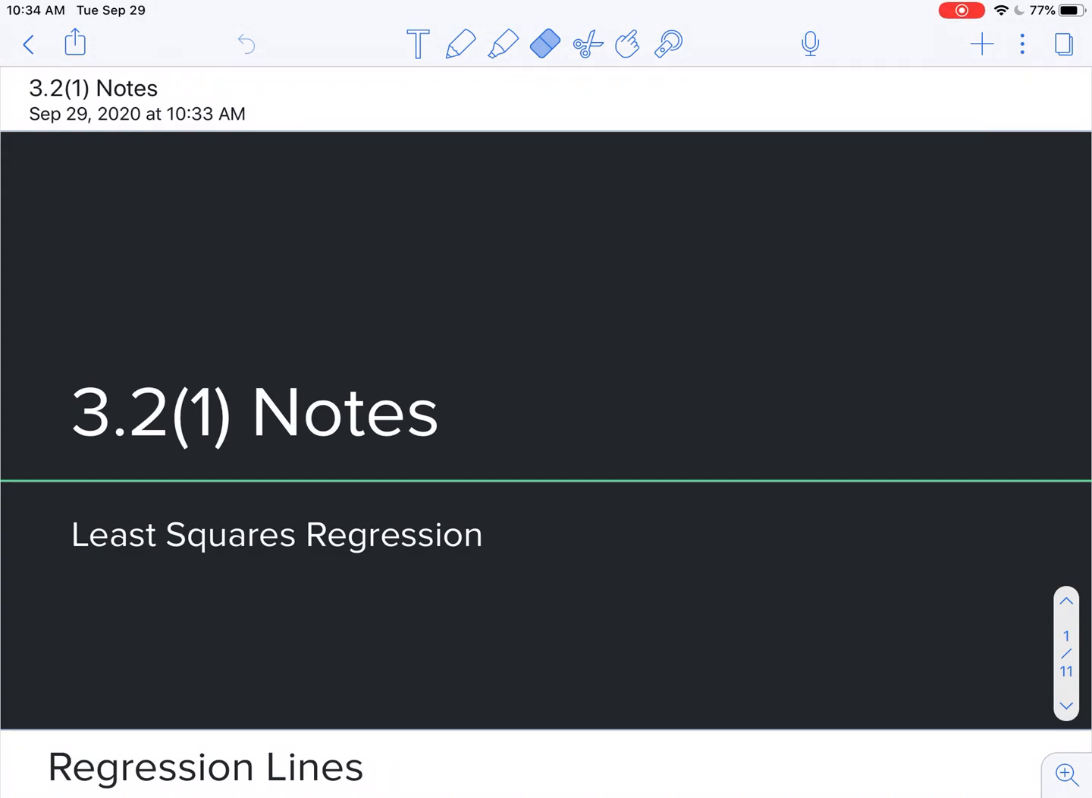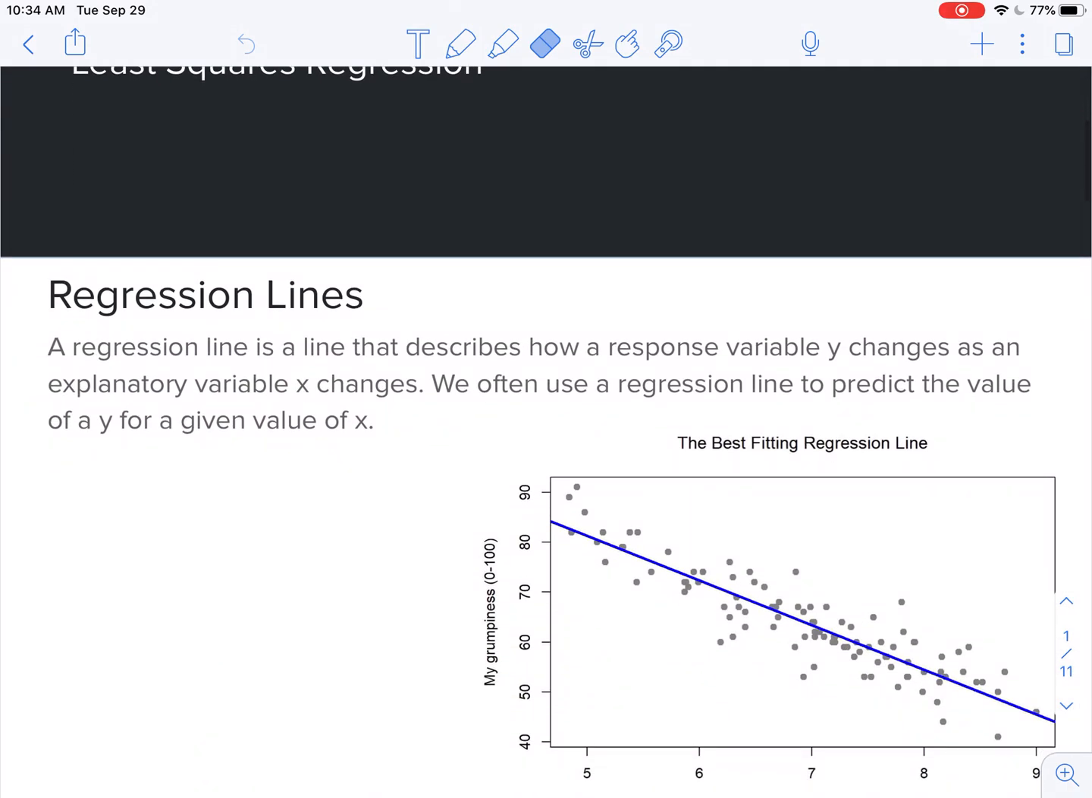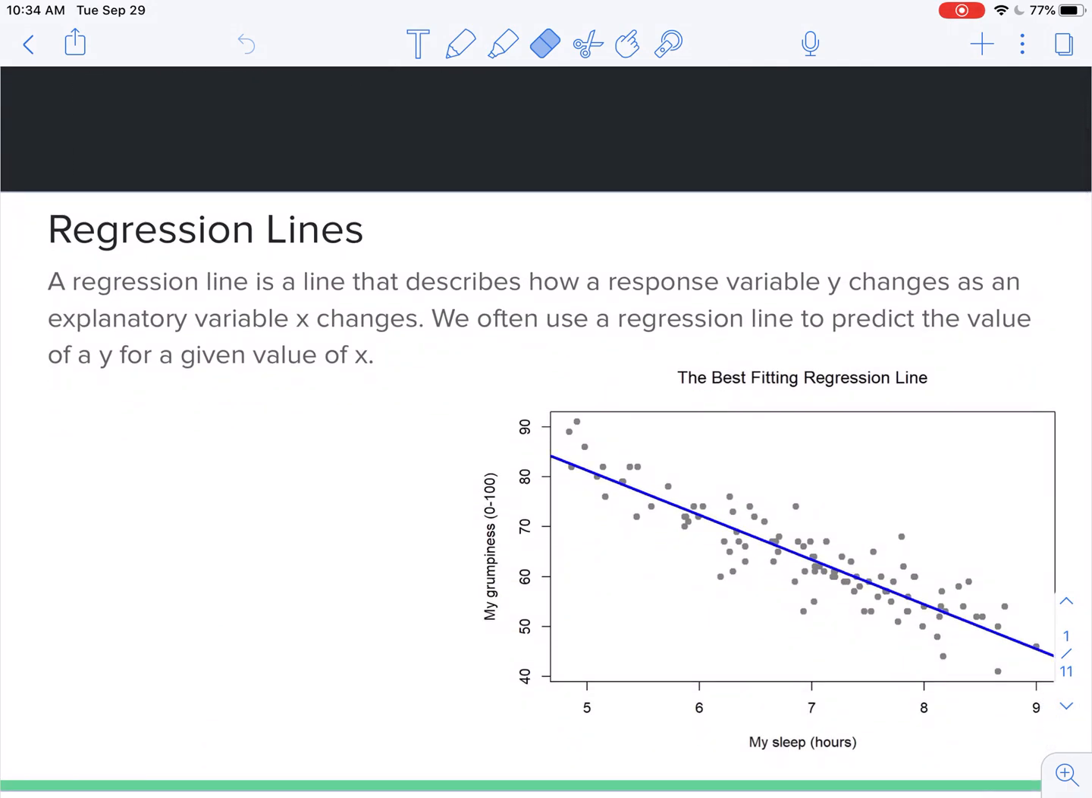These are the 3.2 part 1 notes, and we're going to start looking at least squares regression lines. So first we have the concept of a regression line. A regression line is a line that describes how a response variable y changes as the explanatory variable x changes. We often use a regression line to predict the value of y for a given value of x. And I've got an example of a best fitting regression line here.